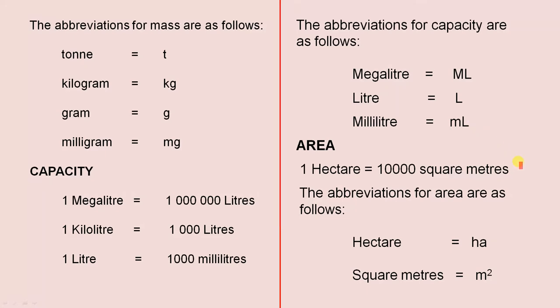Area. 1 hectare is 10,000 square metres. The abbreviations for area are as follows. The hectare is ha, and square metres is m to the power of 2.